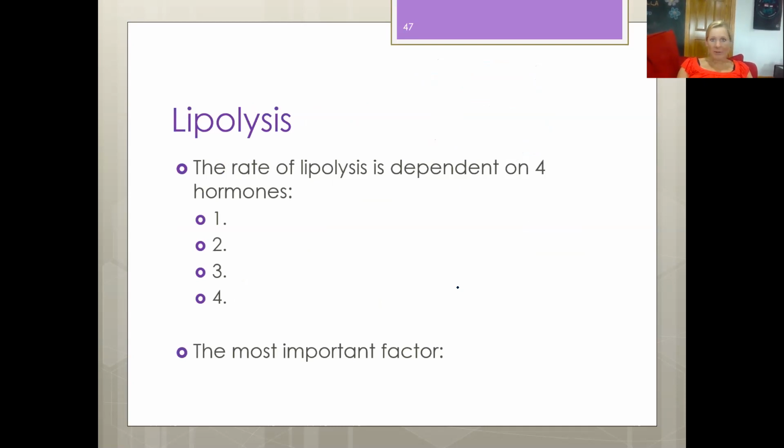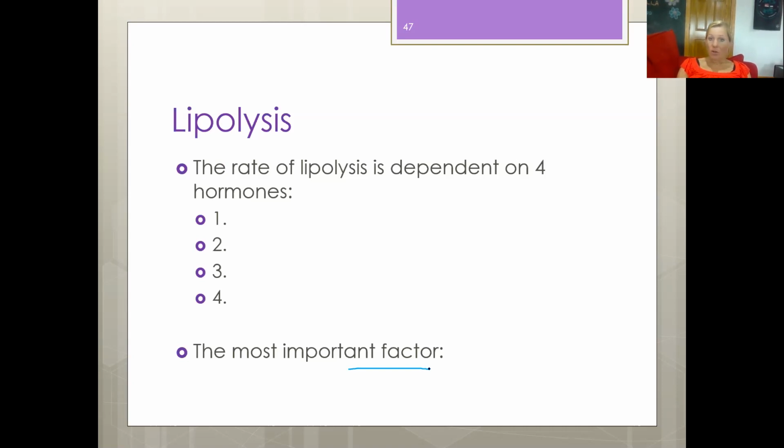Okay. Rates of lipolysis are dependent on four hormones. Those hormones are epinephrine, norepinephrine, growth hormone, cortisol. There's actually five. I'm a liar. So the rate of lipolysis is dependent on five hormones: epinephrine, norepinephrine, growth hormone, cortisol, and hormone-sensitive lipase, or HSL. The most important factor is hormone-sensitive lipase. Hormone-sensitive lipase allows us to go to that storage spot and pull fats out of storage. So its job is to help mobilize those fats from their storage bins.